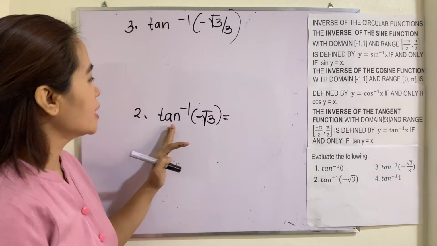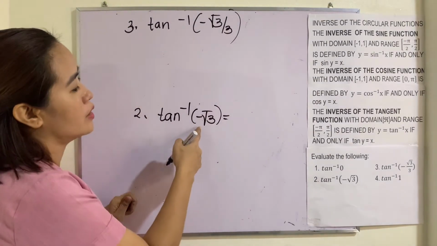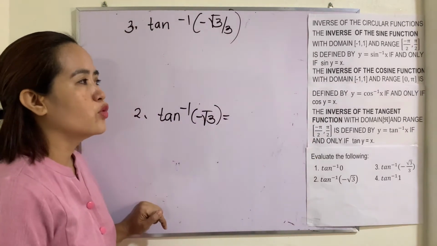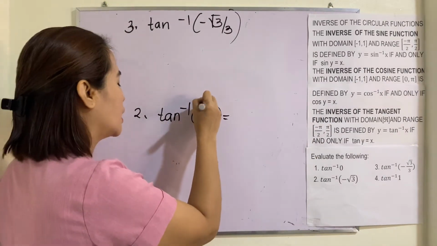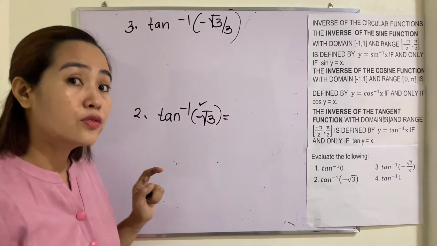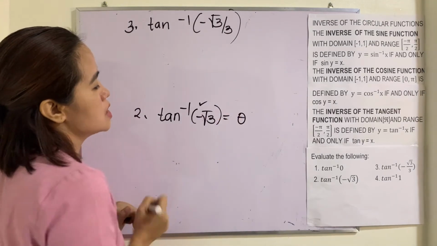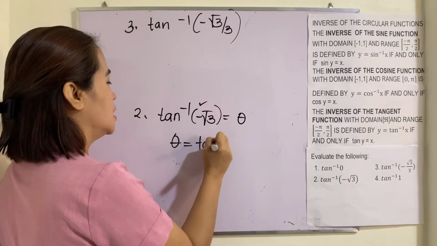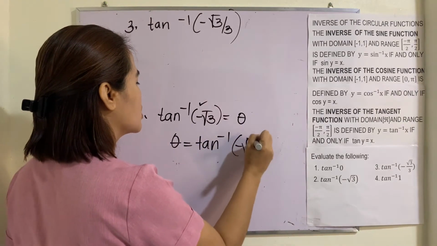Example number 2, arctangent of negative square root of 3. Negative square root of 3 is in between negative 1 to positive 1, so this one is possible. We can get a value for theta. Theta is equal to arctangent of negative square root of 3.